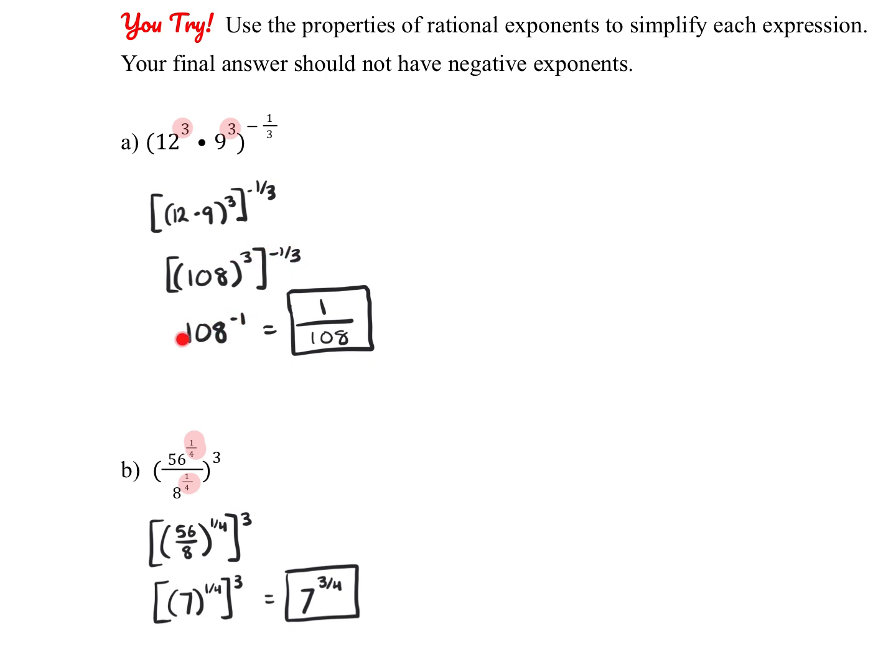And then remember, if you have a negative exponent, please flip that term, and then the exponent becomes positive. Same idea here. I'm going to rewrite this expression like this, allowing me to actually divide 56 and 8, and then I can use my power property to get 7 to the power of 3 over 4.